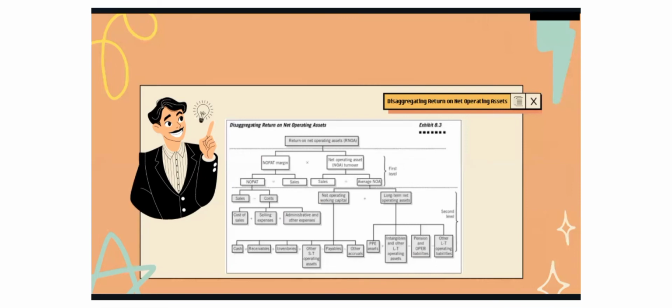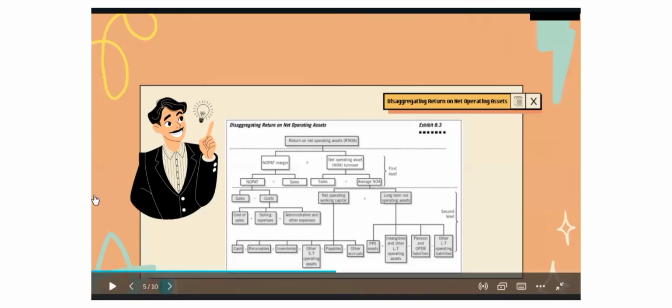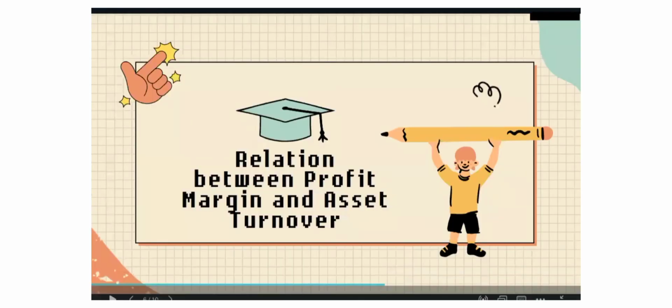The net operating working capital can be calculated by adding cash, receivables, inventories, and other short-term operating assets, and then reducing it by the payables and also the other accruals. On the other hand, for the long-term net operating assets, we calculate PPE assets plus intangibles and other long-term operating assets, reduced by the pension and OPEB liabilities and other long-term operating liabilities. Next is about the relation between profit margin and asset turnover.